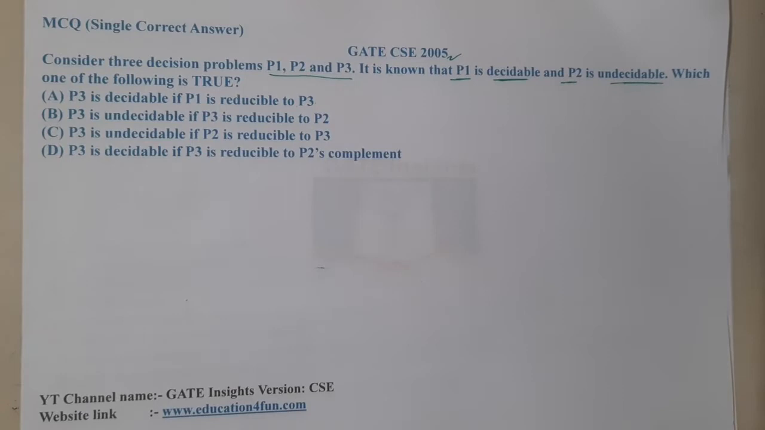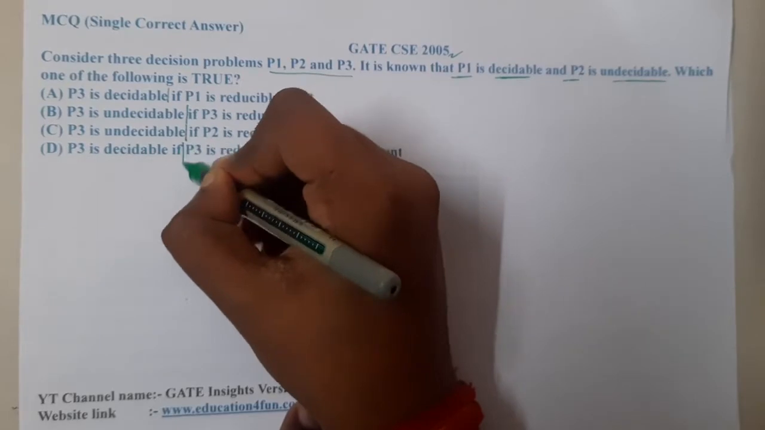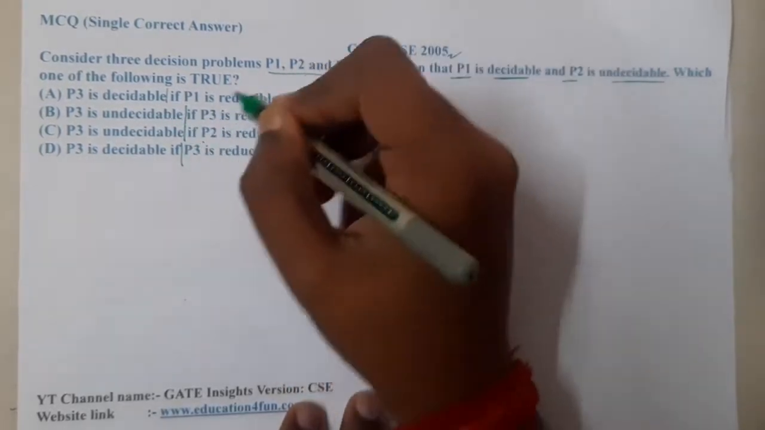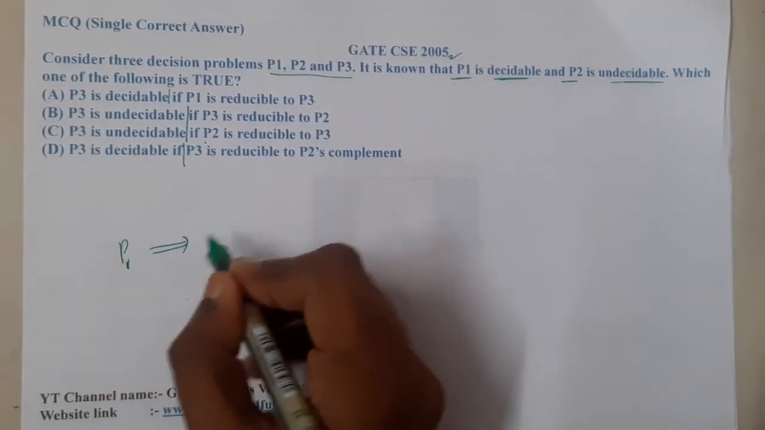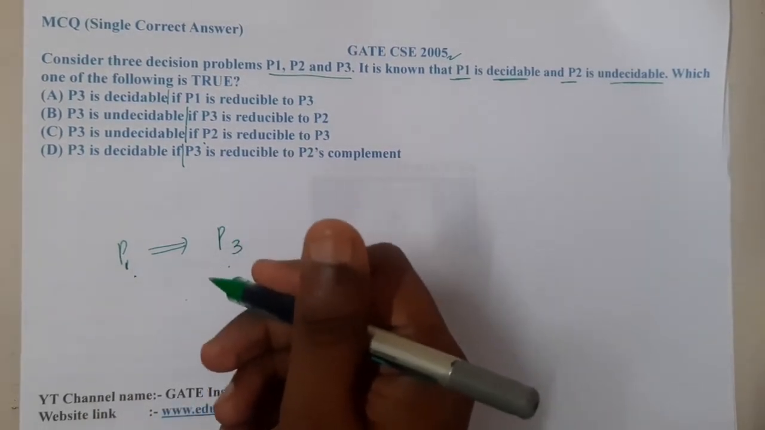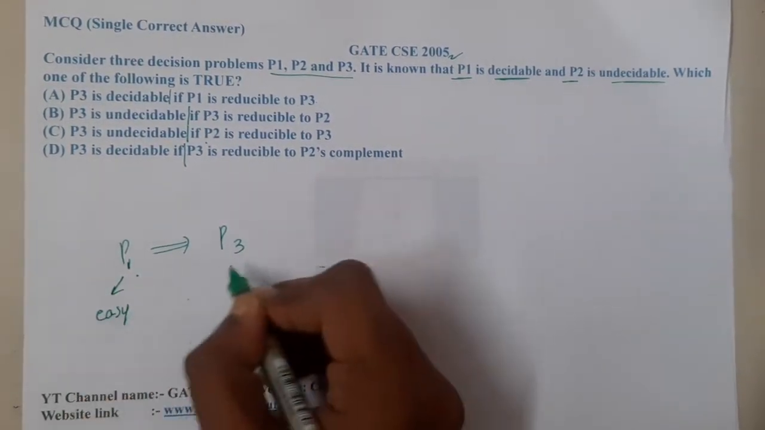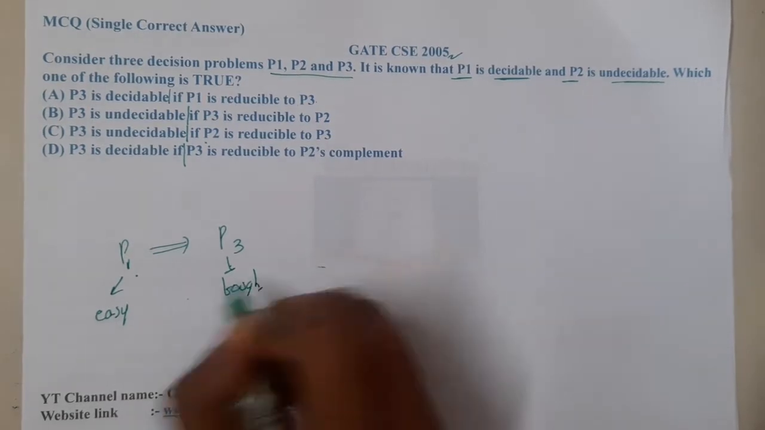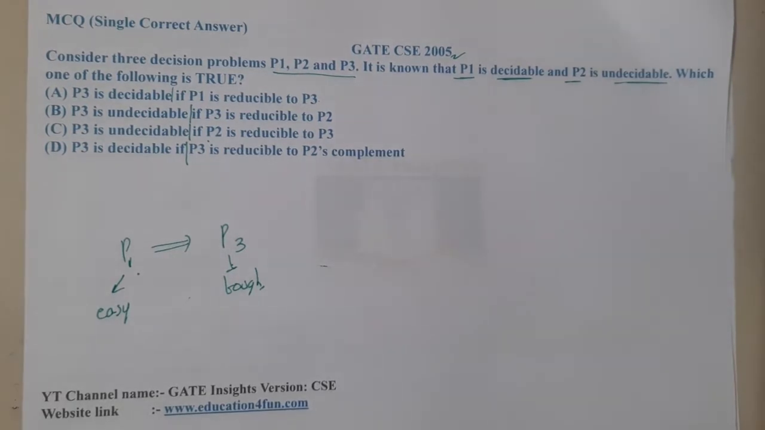So let us analyze these things. First let us keep this part aside for now and analyze the other statements. In option A, they are saying P1 is reducible to P3. Among P1 and P3, which is tough? Among these two, one is easy and one is tough. We have already discussed this concept: if something is reducible to something, then on the right hand side you will have the toughest problem and on the left hand side the easiest problem.